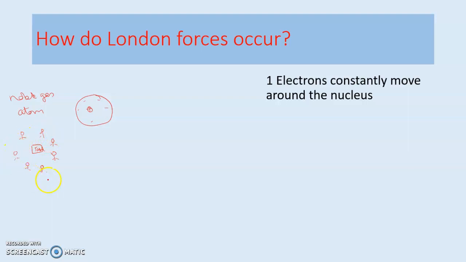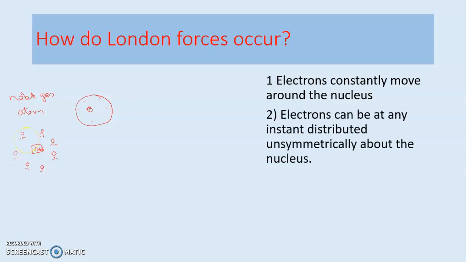If people are running, at any instant you will see that some people are clumped up together and there is a lot of gap on the other side. The same thing happens with electrons. Electrons are like people. When they run around the nucleus, they're not always evenly distributed. At any one point, you might have more electrons on one end and fewer electrons on the other end. So what would happen is there is an unsymmetrical distribution of electrons, and that is occurring at any instant. That's the key word here.